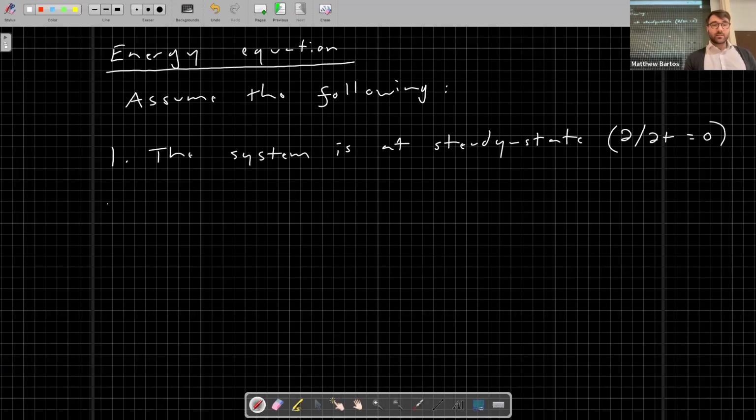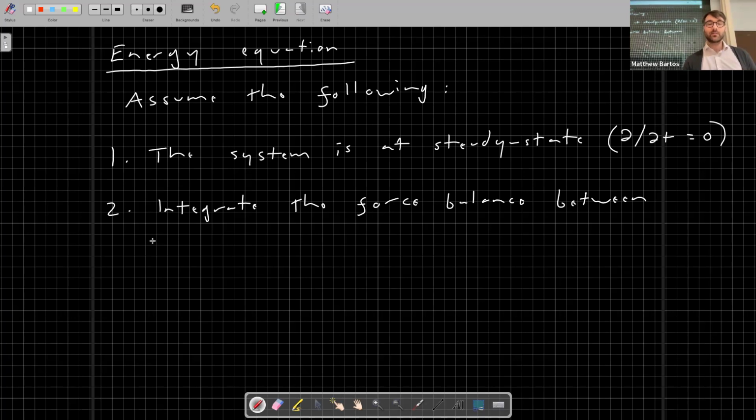The second condition is we are going to look at a discrete control volume and we're going to integrate the force balance between an upstream point and a downstream point.